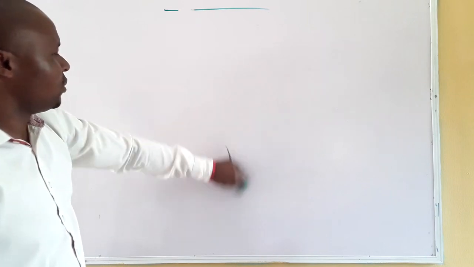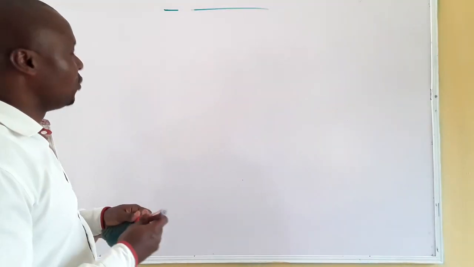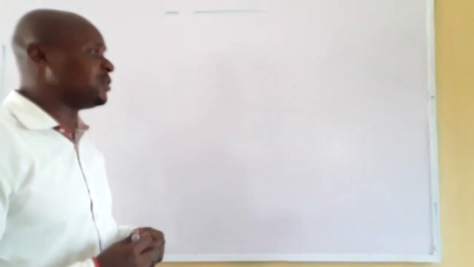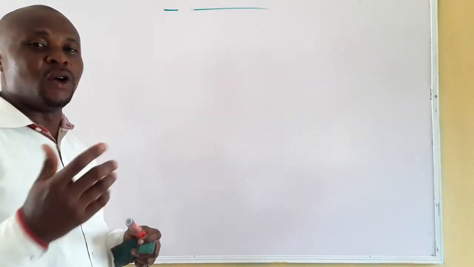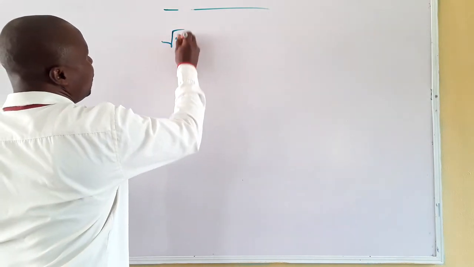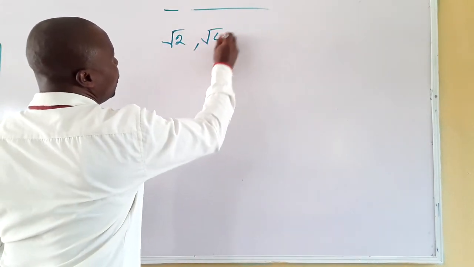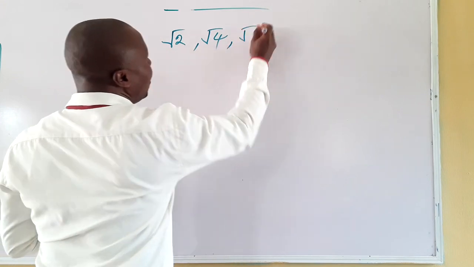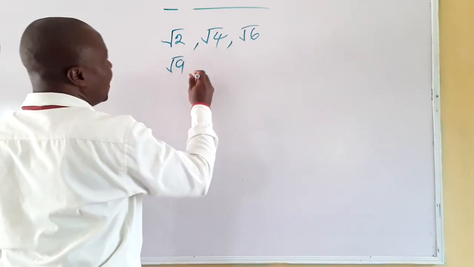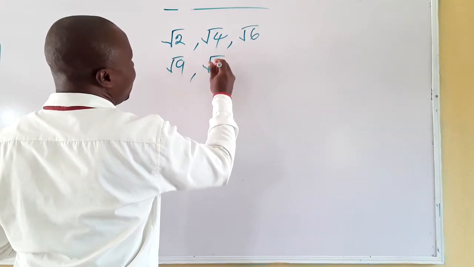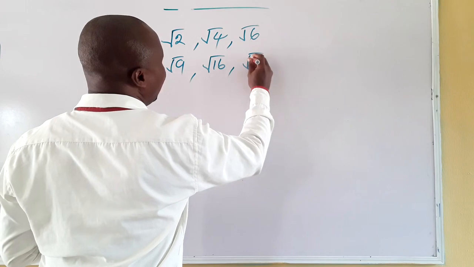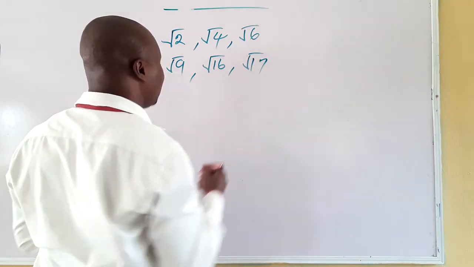What are surds? Surds are simply numbers that do not simplify to give you a whole number. The square root of numbers that doesn't simplify to give you whole numbers. For instance, if you have root 2, square root of 4, square root of 6, square root of 9, square root of 16, and square root of 17.